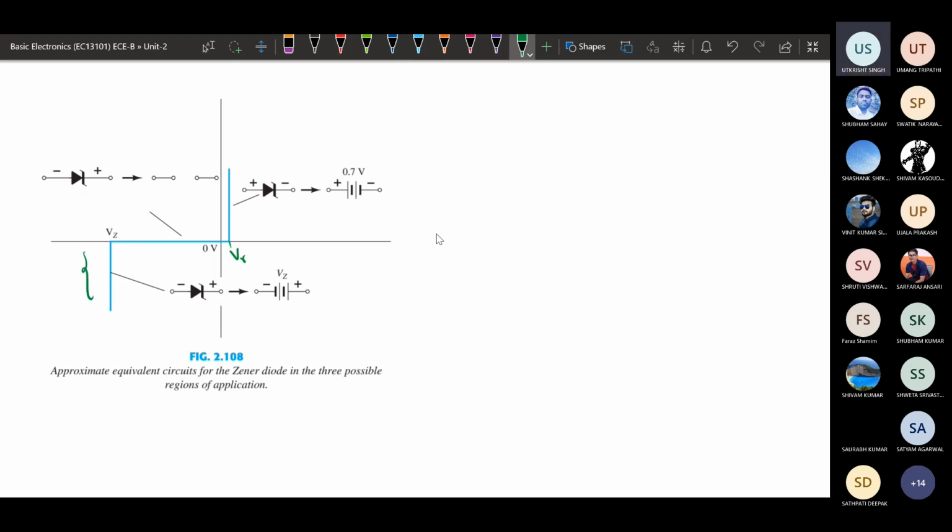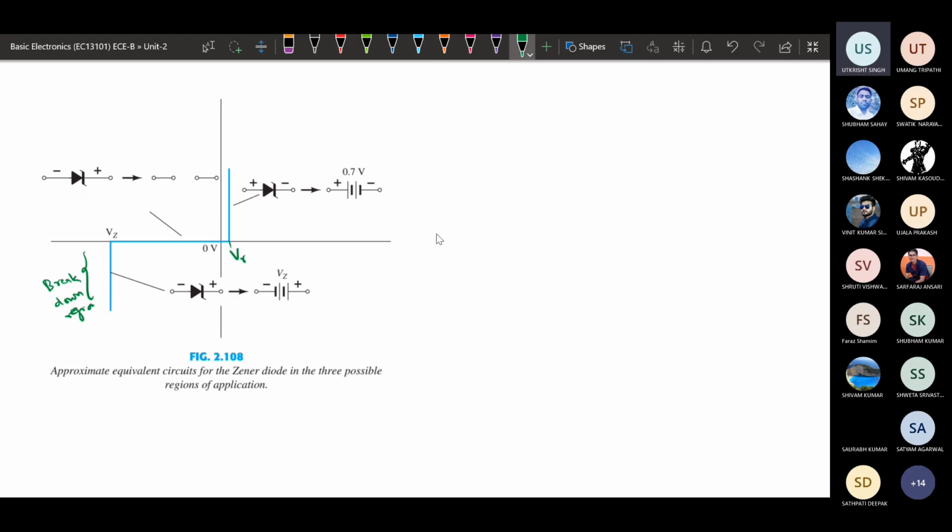In case of breakdown region, this is the breakdown region. In breakdown region, it will be replaced by a VZ. This type of analysis we are going to make to use a Zener diode as a voltage regulator circuit. Once it is in breakdown region, it is having a constant voltage source. So voltage is constant, but current is increasing. There will be a minimum current and maximum current.